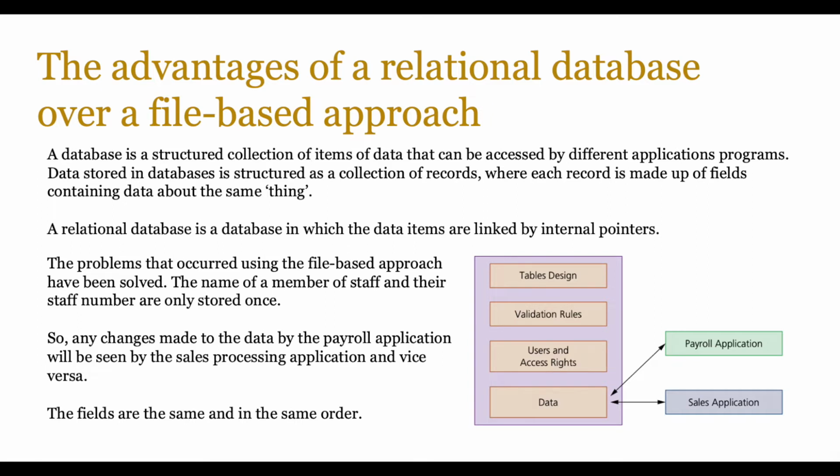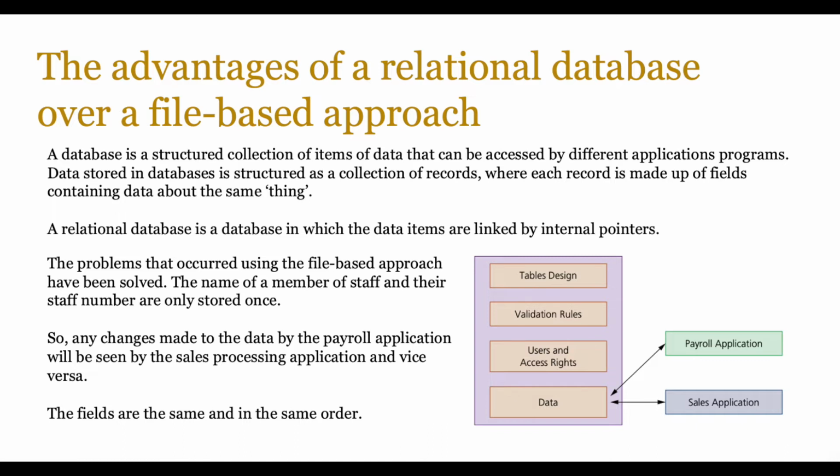Now, a relational database is a database in which the data items are linked by internal pointers, also known as primary and foreign keys. Generally we're used to a single table, which is similar to a file-based approach. In a single table, data can be repeated, which leads to data redundancy. Data can be duplicated in these records, which can lead to inconsistency when you're changing individual records, and these are the same problems as a file-based approach. In order to solve these, we need to use relational databases.